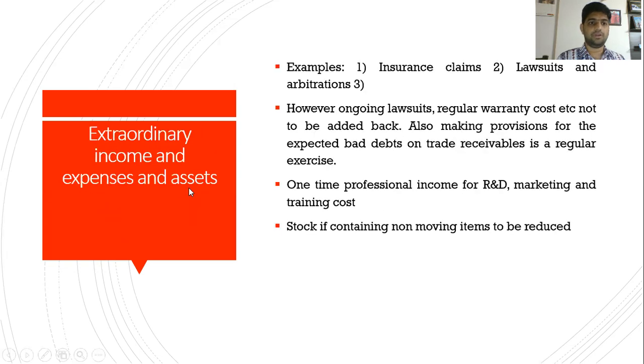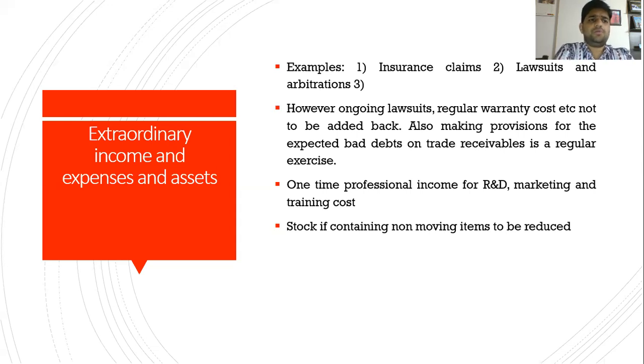Next one is extraordinary income and expense and assets. There are very few asset variables that impact the EBITDA; technically there is only one, that is stock. First I'll cover extraordinary income and extraordinary expenses.